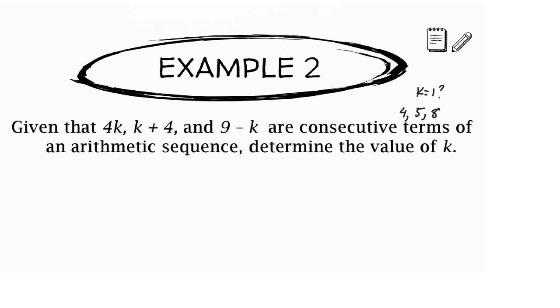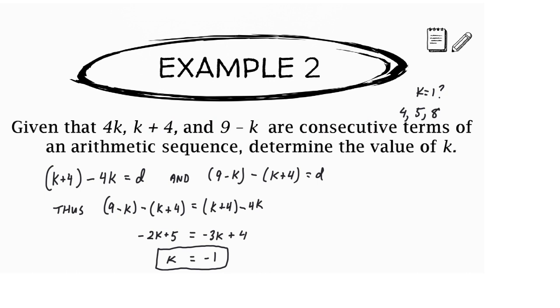And in an arithmetic sequence, there must be a common difference between terms. So let me ask you to pause the video again and see if you can come up with a better method besides guess and check that'll tell us the value of k. Did you find that k was equal to -1? If so, you got the right answer.